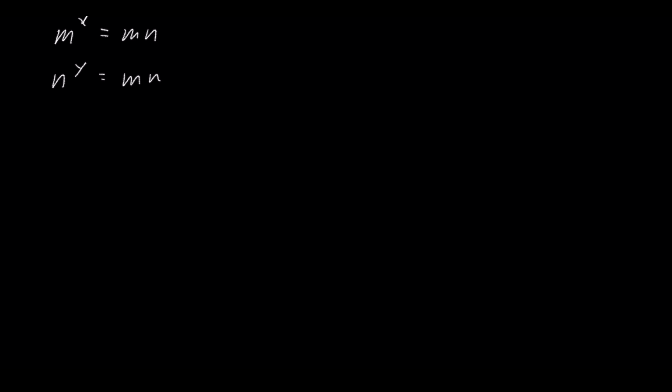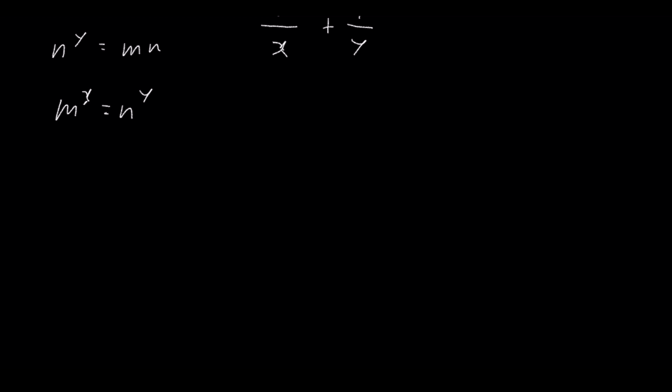Now if we know that m to the power x is equal to mn and n to the power y is equal to mn, well it follows that m to the power x is equal to n to the power y. That's straightforward. But what we want to do is try and find some format where 1 over x plus 1 over y is equal to something. So that's what we're looking for.